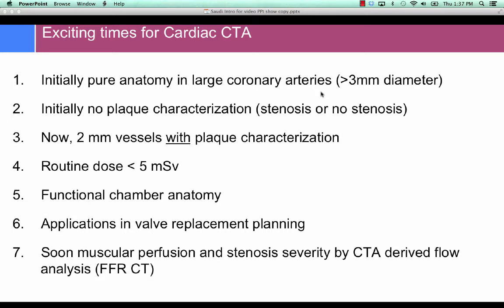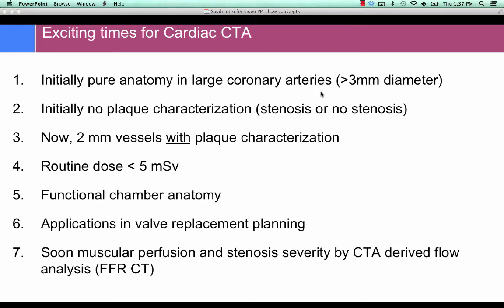Now our resolution of smaller vessels with plaque characterization is routine, and now it's routine to be able to obtain wonderful CT imagery at doses of 5 millisieverts or less. And with this, we've gotten functional chamber anatomic information. It's now developing usages in anticipation of valve replacement surgery, particularly the transvascular aortic valve replacement, which is now growing in popularity. And there will be soon transvascular mitral valve surgery and mitral valve replacement as well on the horizon. So the valvular applications will be important.